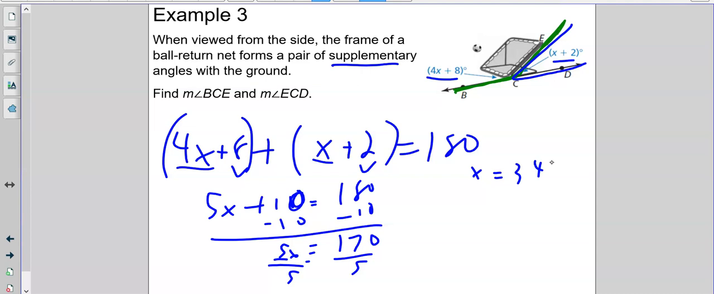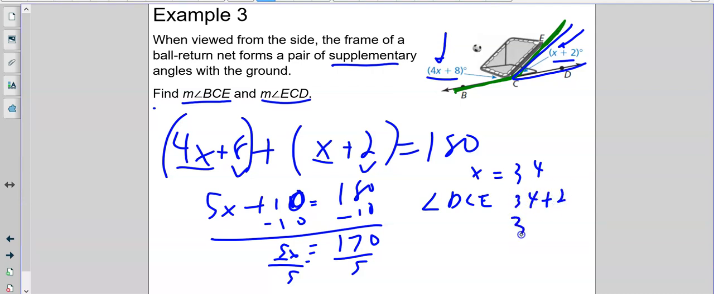Now, remember, look what the problem is asking you to do. Is it asking us to find x? No, it is not. It's asking us to find this angle and this angle. So we need to plug that 34 in right here and right there. All right. So I'm going to do the smaller one first because it's easier. DCE, angle DCE is x plus 2. Well, I substitute the 34 in, 34 plus 2, and that gives me 36 degrees.